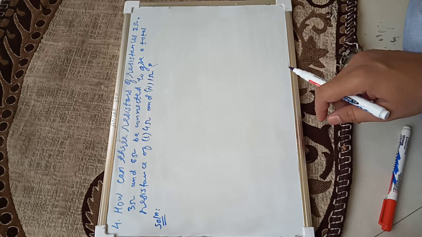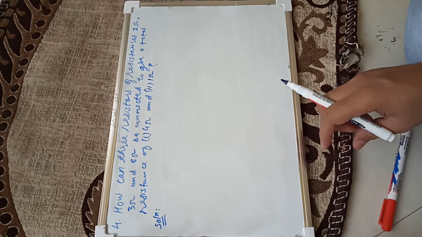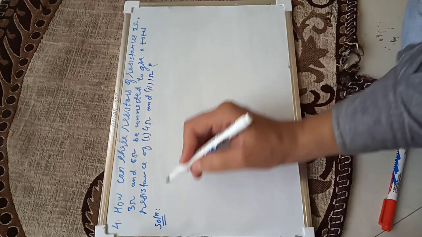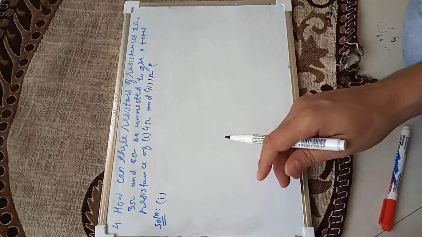How can three resistors of resistances 2 ohm, 3 ohm and 6 ohm be connected to give a total resistance of 4 ohm? And the second question is 1 ohm. Let us solve for the first question. How can we connect the three resistors to get 4 ohm resistance?